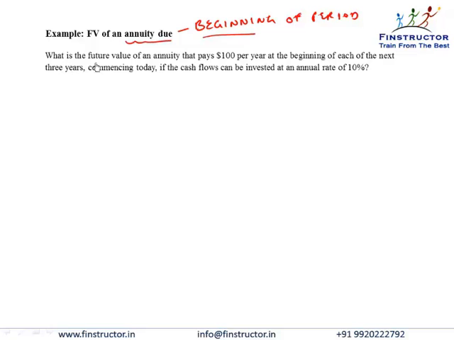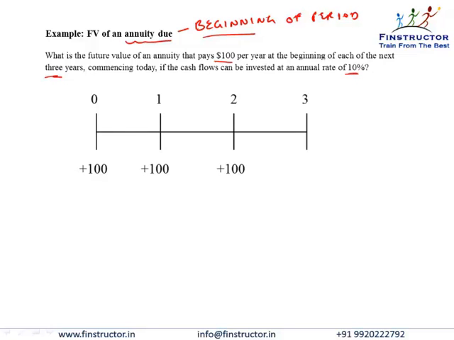So what is the future value of an annuity that pays $100 per year at the beginning of each of the next 3 years? So 3 payments are coming, but at the beginning of each of the 3 years, if the cash flows can be invested at a rate of 10%. So let's draw the timeline first. So 3 payments, first coming at the beginning of the first year, the beginning of the second year, and the beginning of the third year.